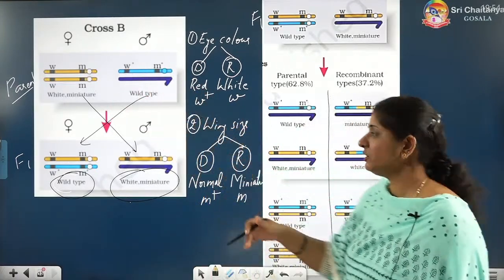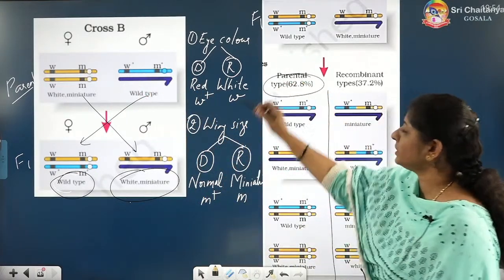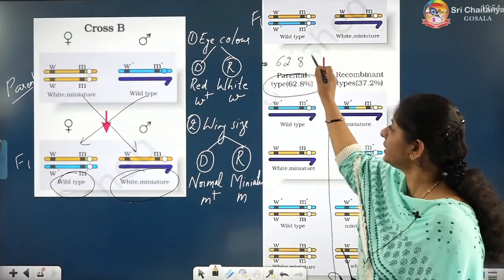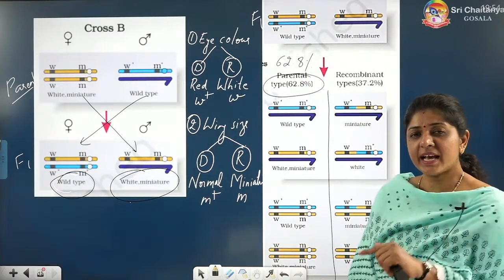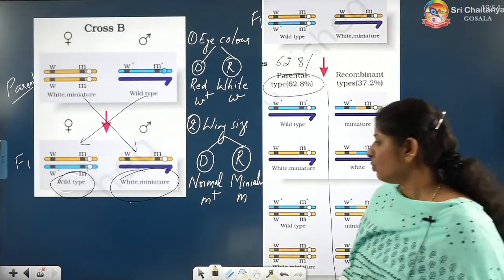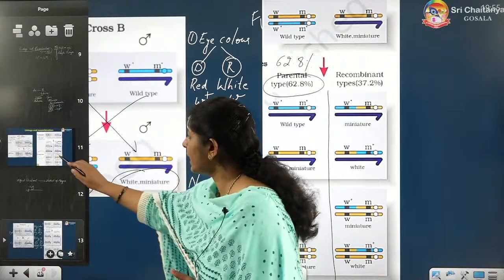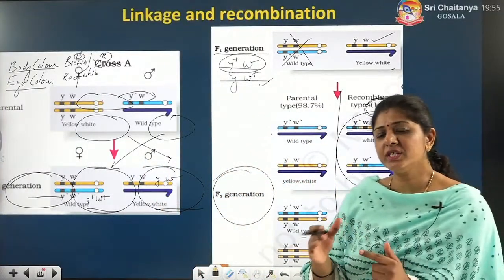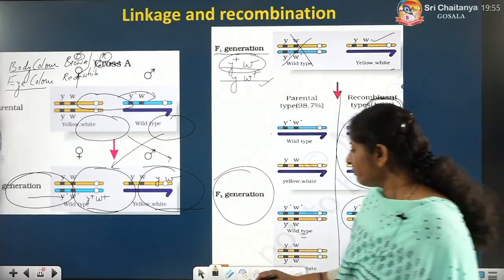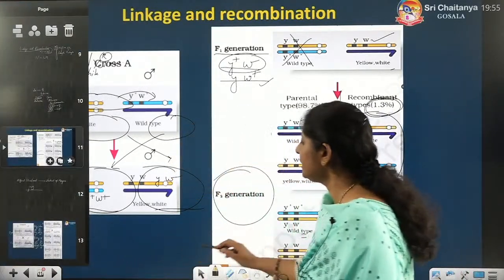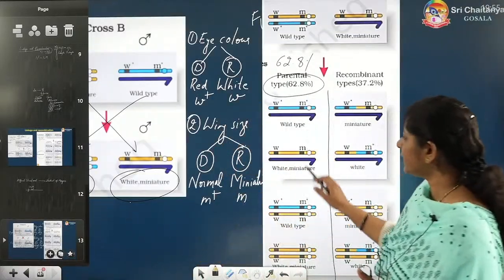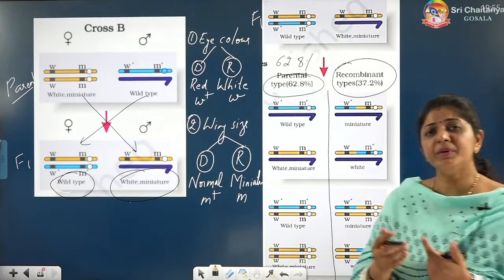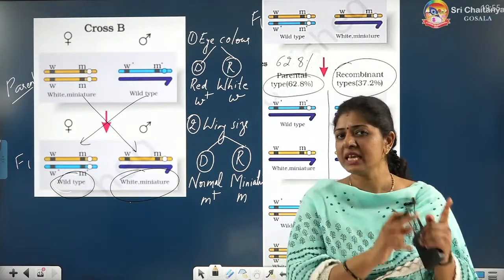How much percentage? 62.8%, which is much less as compared to the first cross. What is the first cross? This one. How much percentage of parental was it? 98.7%. Now if in the second cross the parental is going to decrease, what is going to increase? The recombinant percentage, as compared to cross A.